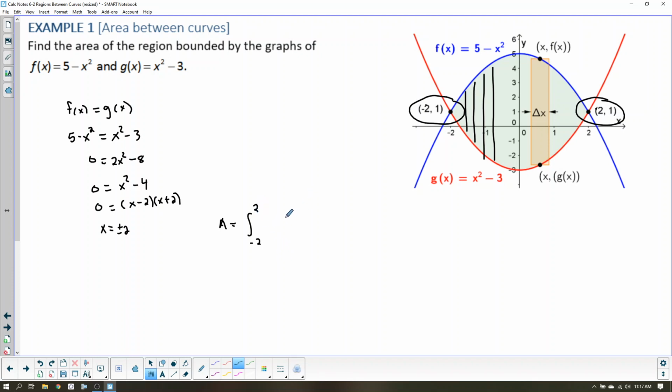And then we do upper. In this case, the upper function is 5 minus x squared minus the lower function, which is x squared minus 3. And that is with respect to x. Okay, so before you integrate, you could integrate right now, but it's going to be much better if you simplify this first. You'll have less things to plug in. So if we simplify that, looks like we get 8 minus 2x squared.